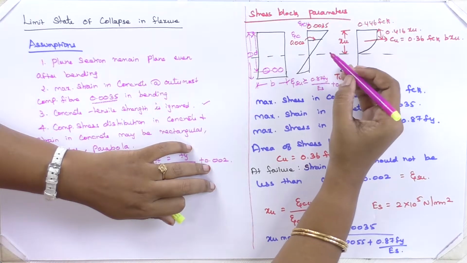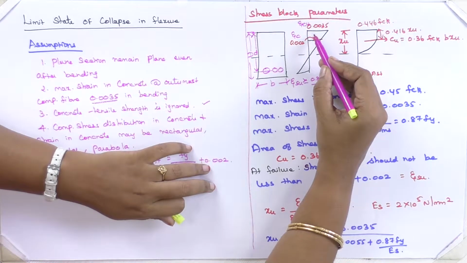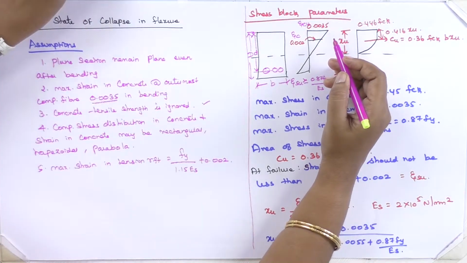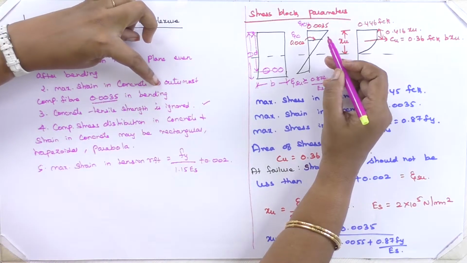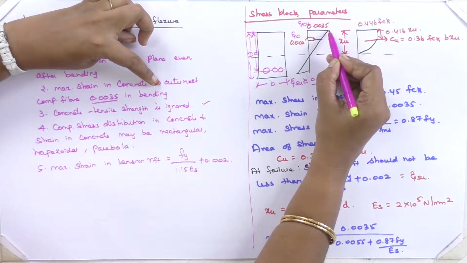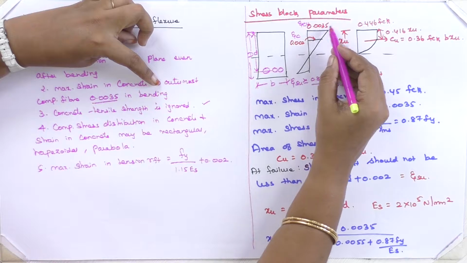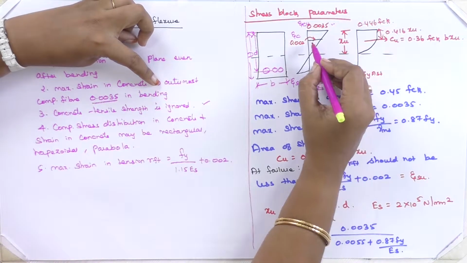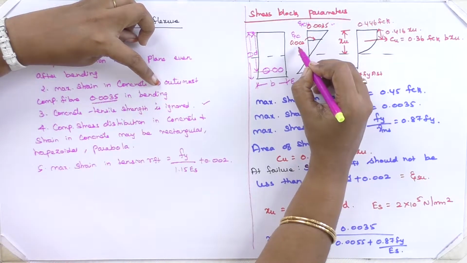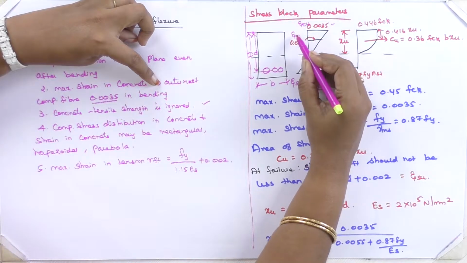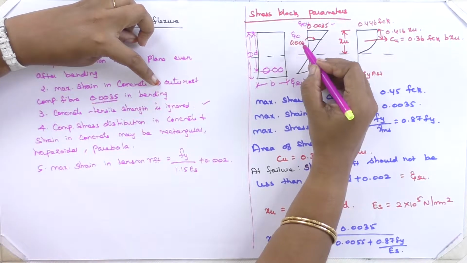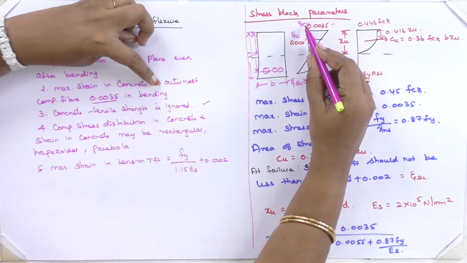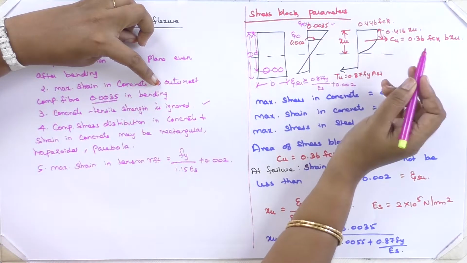Okay, then this is the ultimate strain. In our assumption itself, the maximum strain in concrete at the outermost compression fiber will be 0.0035. Then this is the proof strain, that is 0.002. This is the strain in concrete, that is 0.002. This is the ultimate strain, epsilon Cu.